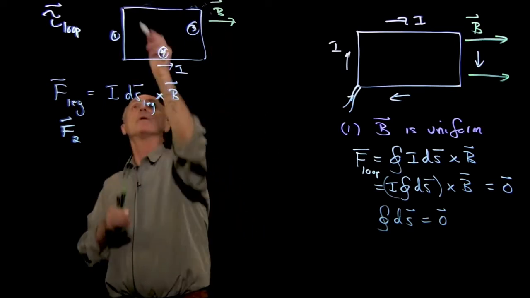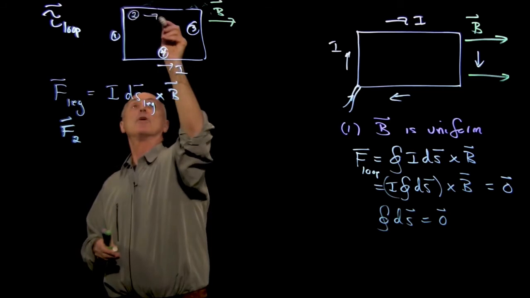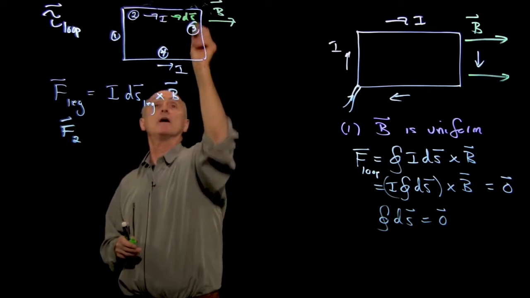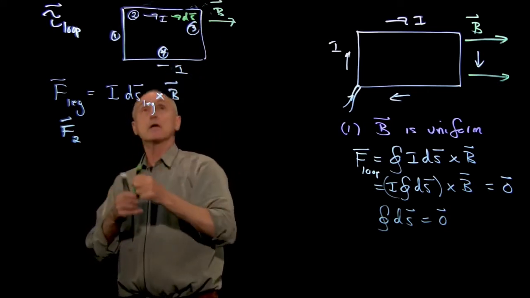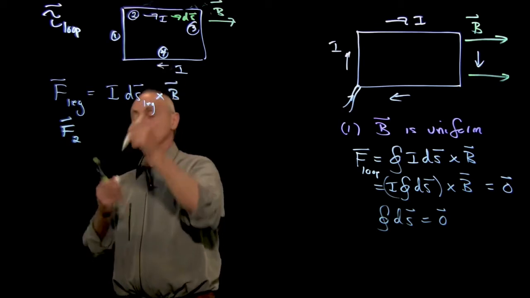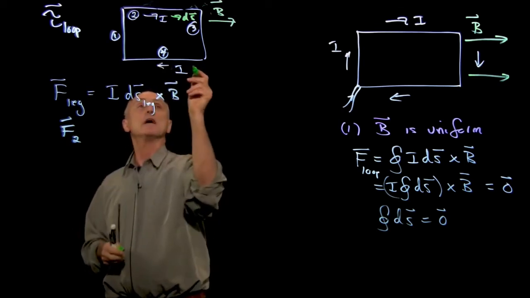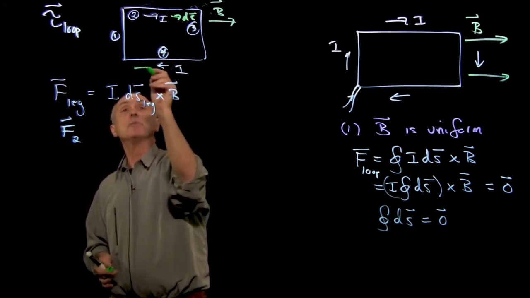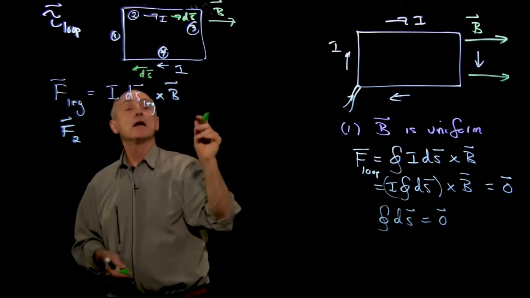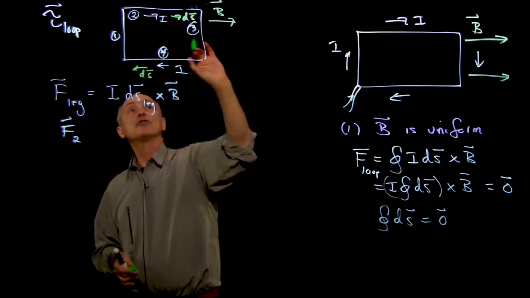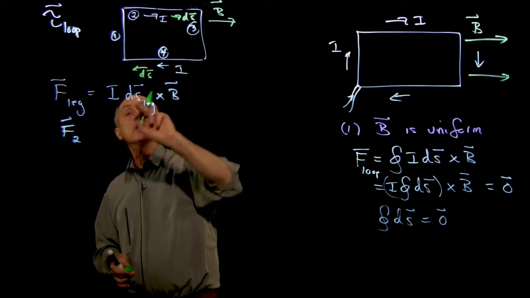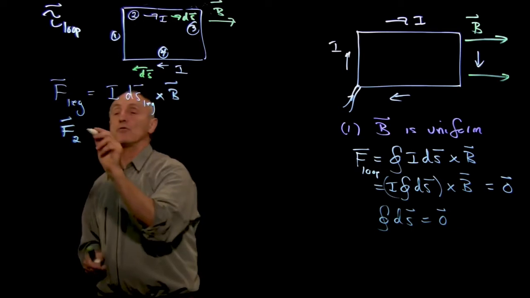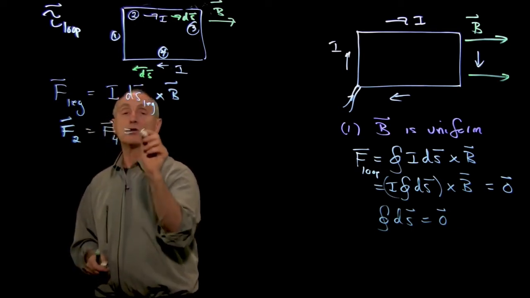So we have leg 2 here. We have the current I, and the ds is pointing in the direction of I. Here, our I is pointing in the opposite direction. And our ds, if we calculate ds going around this loop, the ds is that way. And in both of these legs, the force is 0 because the ds is parallel to B. So the force on leg 2 and the force on leg 4 are 0.